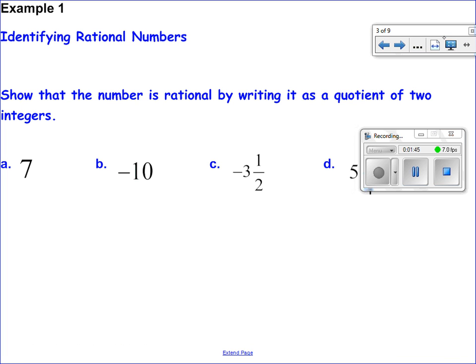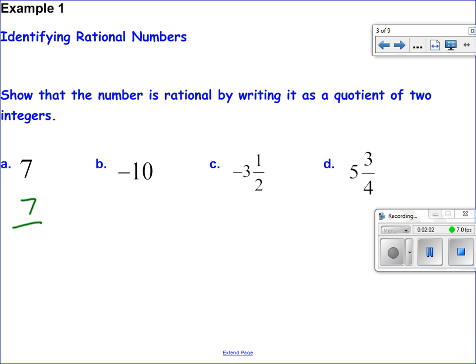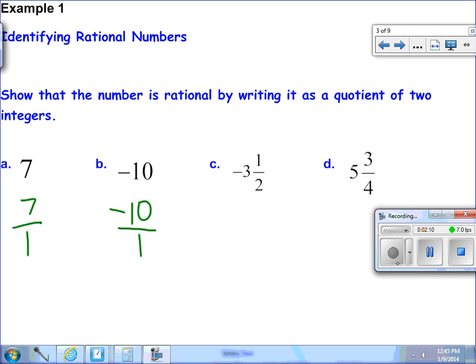Now, we're going to identify rational numbers. It says, show that the number is a rational number by writing it as a quotient of two integers. So in A, we have 7, and you're instructed to put it as a rational number using division. So you just put it 7 over 1. So in B, you would put it as a rational number, -10 over 1.